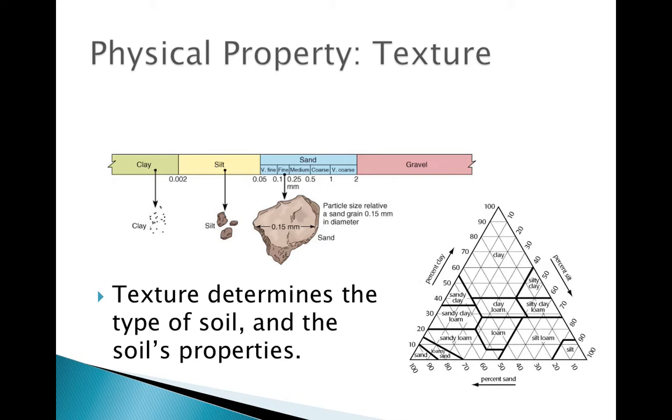This triangle you can use to figure out what type of soil you have. So if you know the percent of each type of particle in your soil, which is what we're going to find out in our lab tomorrow, then you can use this graph to see exactly where your soil lays, and you can see in the middle here is loam, and that's what we want our soil to be, is just a mixture of all three things in this loam category.